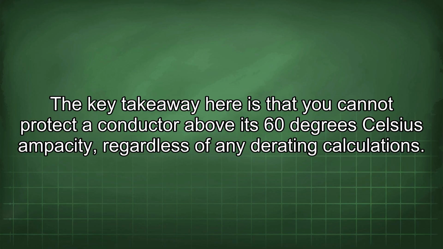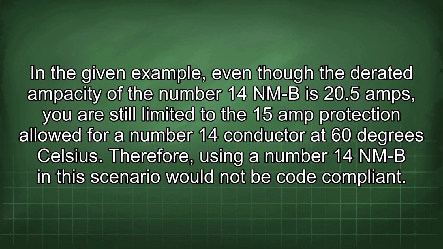The key takeaway here is that you cannot protect a conductor above its 60 degrees Celsius ampacity regardless of any derating calculations. In the given example, even though the derated ampacity of the number 14 NM-B is 20.5 amps, you are still limited to the 15 amp protection allowed for a number 14 conductor at 60 degrees Celsius. Therefore, using a number 14 NM-B in this scenario would not be code compliant.